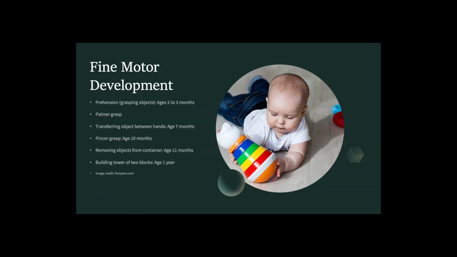In that first year of life, we start to see some fine motor development. They should be able to grasp objects, first with their palms by ages 2 to 3 months, and then start transferring objects by about 7 months. They start to develop that pincer grasp, and they should have that down pretty well by 10 months. And then they'll be building towers of 2 blocks by about the first year of age.